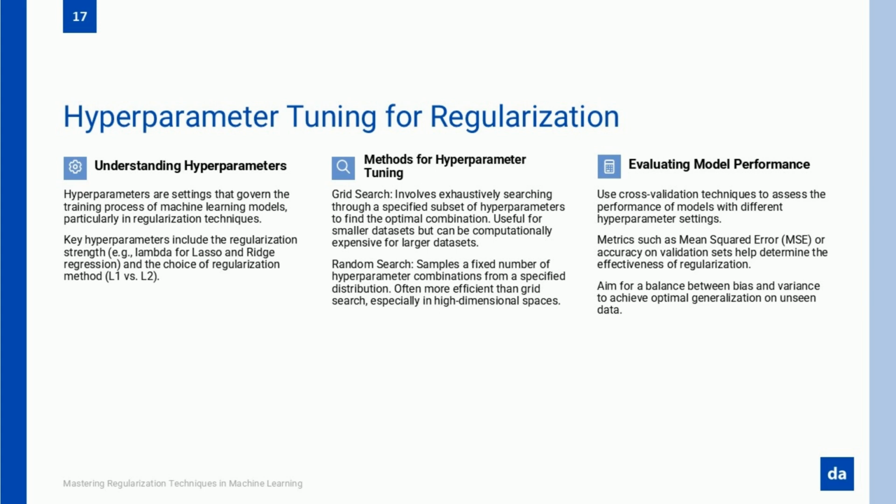So what does this look like in practice? Imagine you're working with a deep learning model and you need to tune dropout rate, L2 regularization strength, and learning rate. Instead of guessing, you run Bayesian optimization, and within a few hours, you've found the perfect balance, one that prevents overfitting without killing performance.